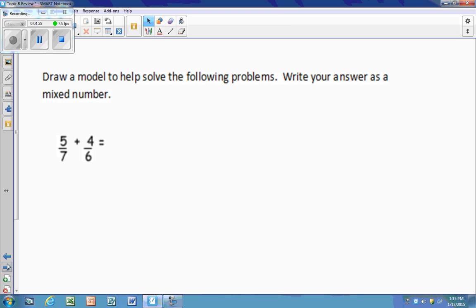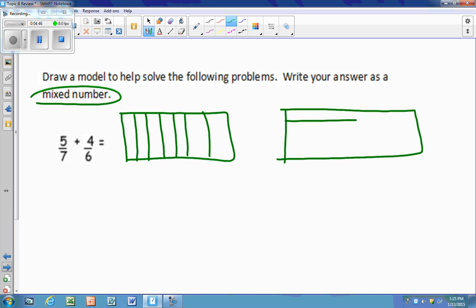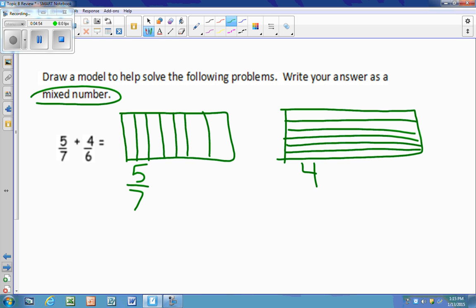Next, we're going to draw a model to help solve the problem of 5/7 plus 4/6. And yes, it says to write it as a mixed number. Since it tells me it has to be a model, I must draw the model. So here's my sevenths. And here's my sixths. And we have 5/7 and we have 4/6. So we also need to shade them in. I'm going to shade them so that we can see them. And we're going to shade 4/6.